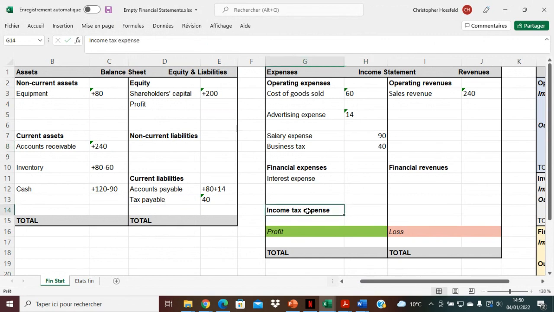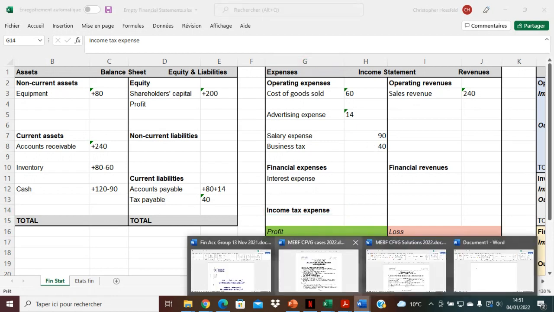You see here, I do not use the line income tax expense because here we have business taxes. Business taxes are general taxes not related to the profit of the company. In the income tax expense line, we see only profit-based taxes, and therefore it's called income tax of the company. So I don't use that line. I put it in another line higher up in the income statement.